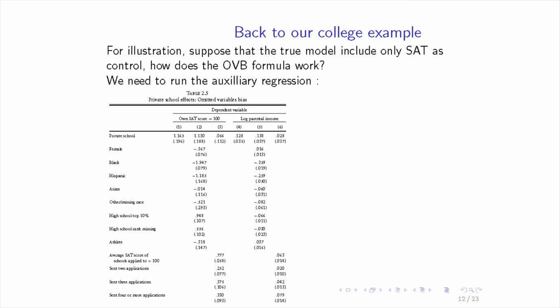So let's say I omit the SAT score and I'm running the short model where I didn't have the group dummies. The effect, delta 1, here is 1.165. So people who go to private school tend to have higher test scores, naturally. It's a pretty large coefficient.